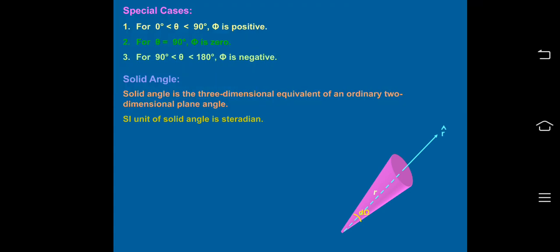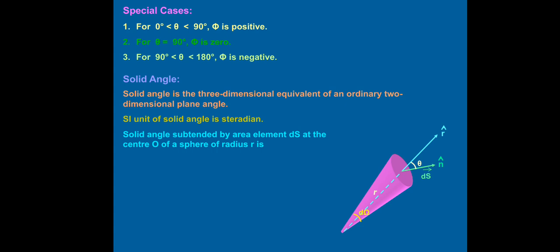This is the direction of position vector r. This angle d omega is the solid angle, and this is the normal of this area, meaning this is the direction of area. Unit vector n gives the direction of area of this solid cone. The area of this plane is ds along the normal, and if the angle between r and normal is theta, then the solid angle is represented by ds cos theta by r square.